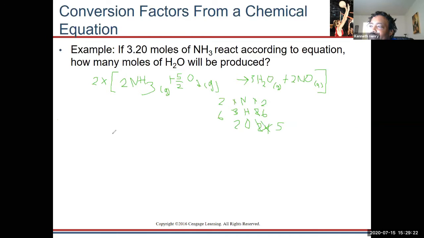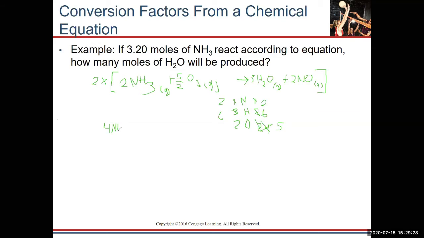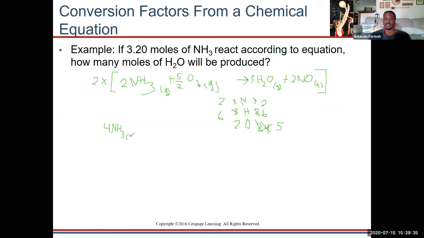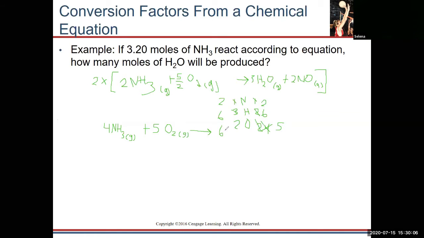So we have, yeah, I got it. NH3. We're going to have 4 NH3. We have 4 gas, plus 5 O2. 10, no, would it be 5? 2 times, wait, 5 halves. Oh, yeah, okay. And then O2. Six. 4.